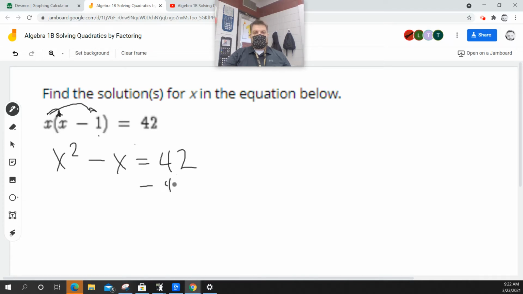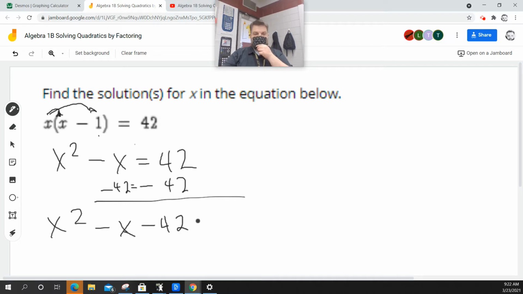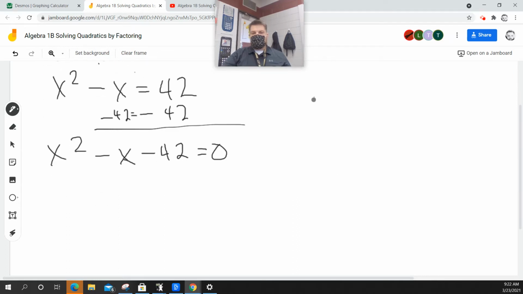Then I'm going to subtract 42 from both sides. And so I get x squared minus x minus 42 equals 0. So now for this one, we could do guess and check. We could do the AC method, but this one's easy. You can do guess and check.